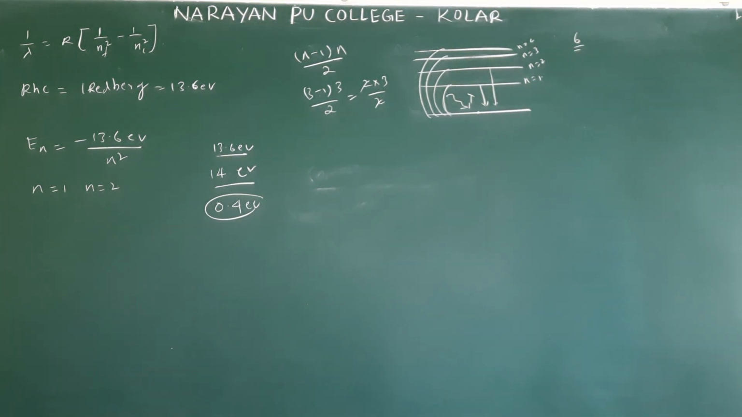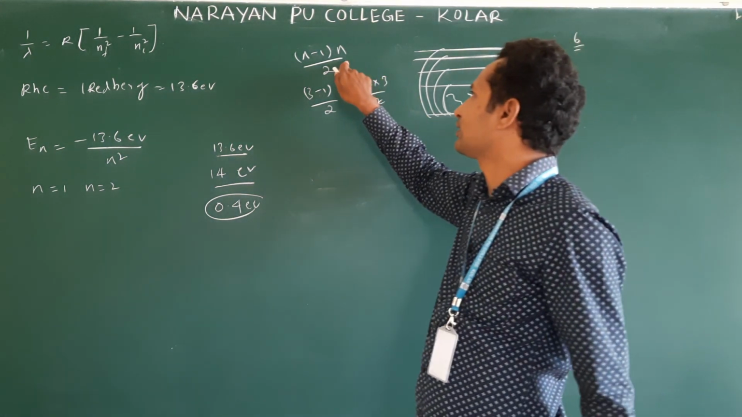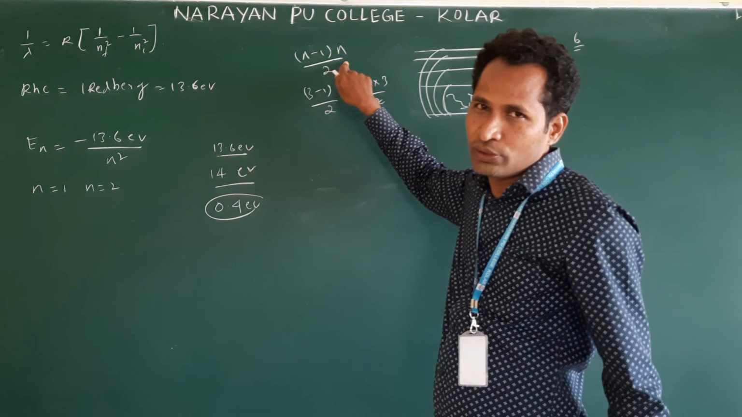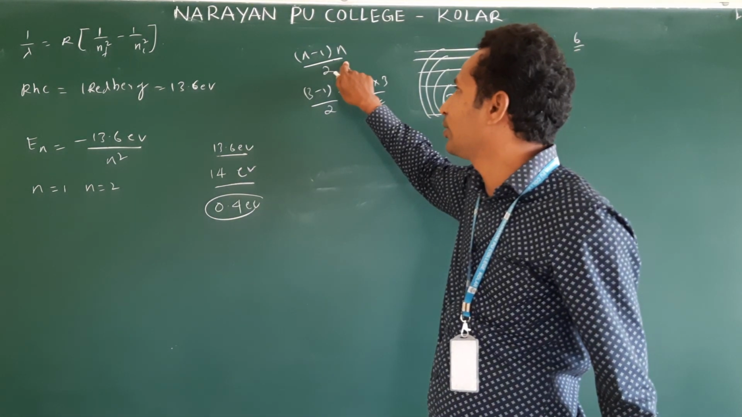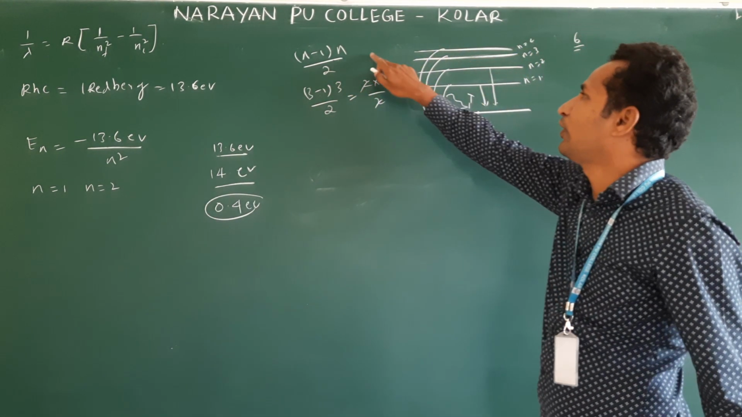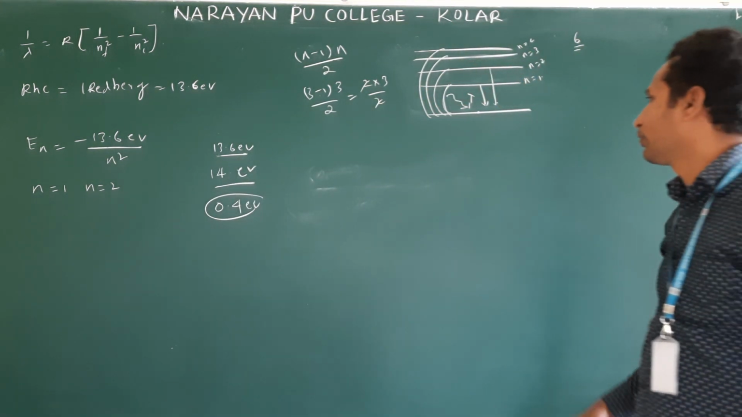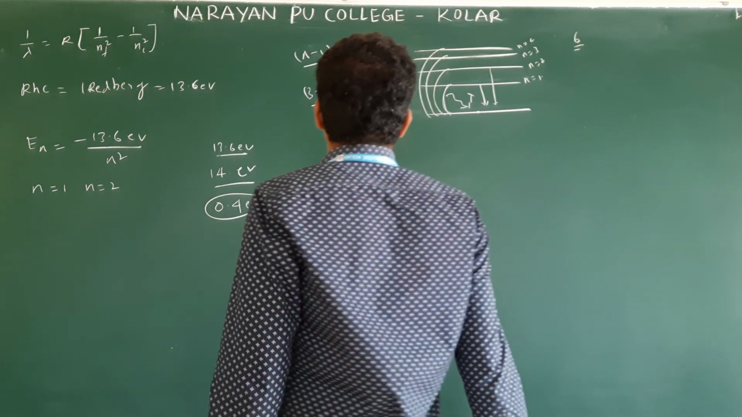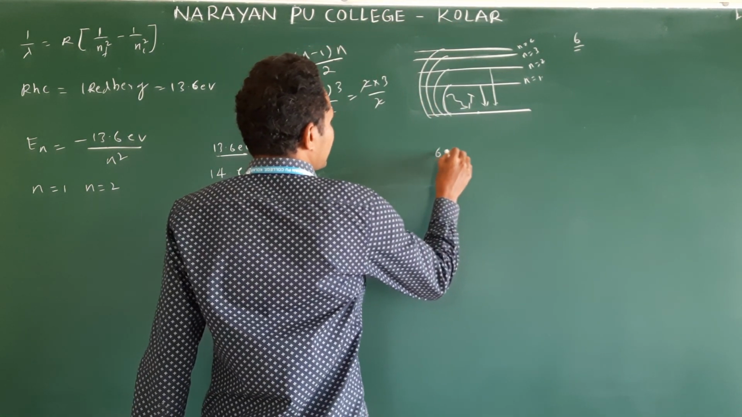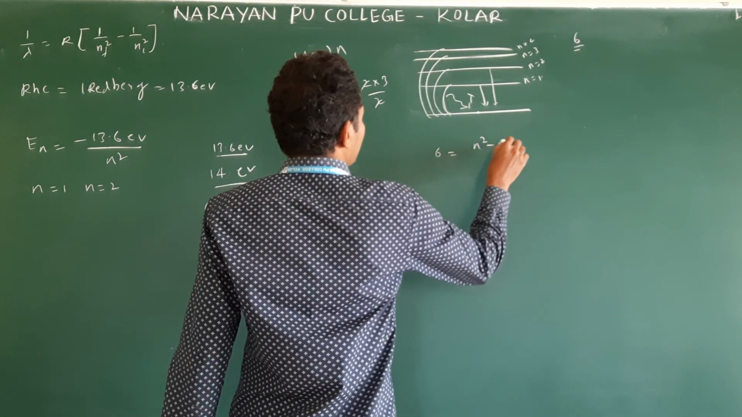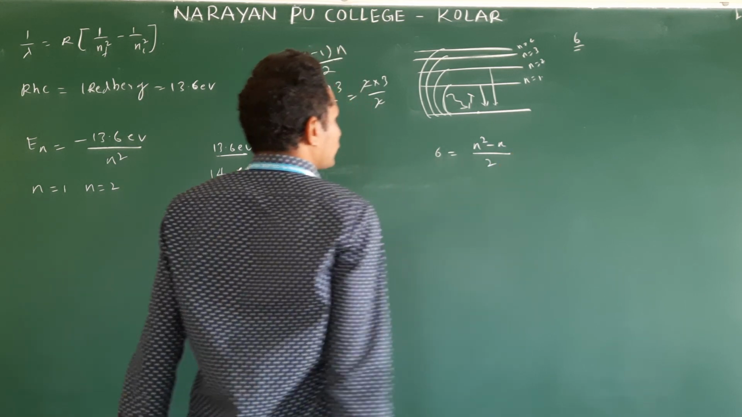6 lines are emitted. Clear? So the number of emission lines formula is n minus 1 into n, or n into n minus 1 by 2. This is the formula. They gave 6. Equating that, we can get which state it was excited to. So I can write 6 is equal to n squared minus n by 2.